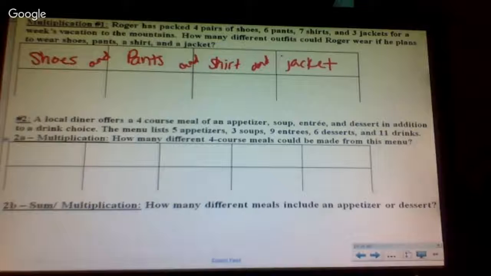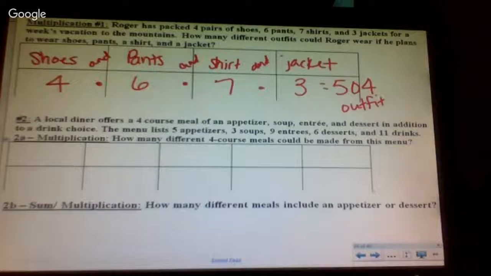You're going to see this lovely little display on every problem. I drew in this little table so you have one for each thing that you're doing. So, how many options does Roger have for shoes? 4. Pants. 6 and 7 and 3. It's 504. 504 outfits. He's prepared for 504 different ways to dress.